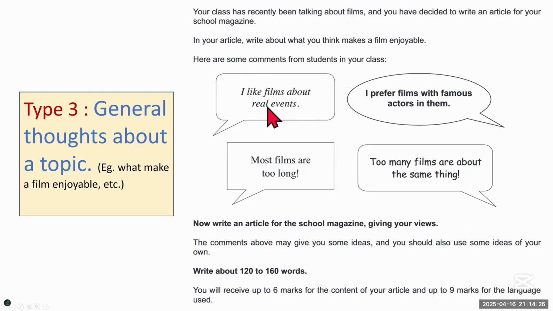I like films about real events. I prefer films with famous actors in them. So these are positive things. Most films are too long. Too many films are about the same thing. So these are negative points. Now write an article for the school magazine giving your views.